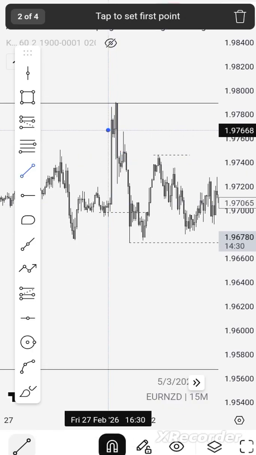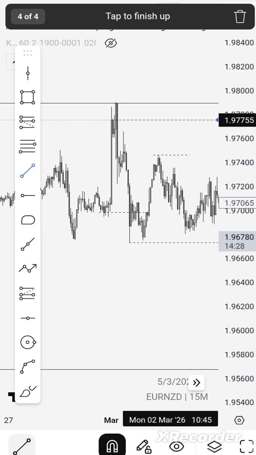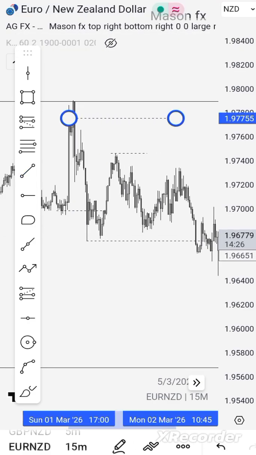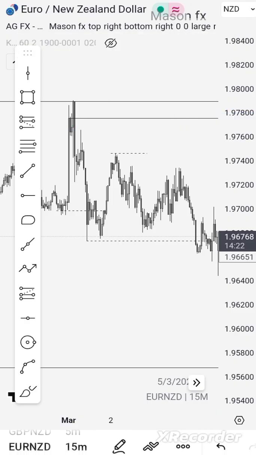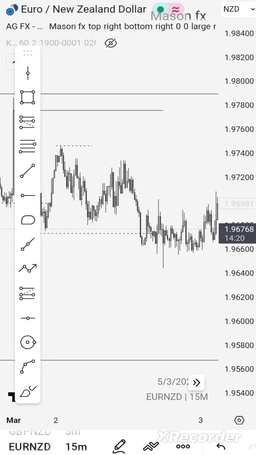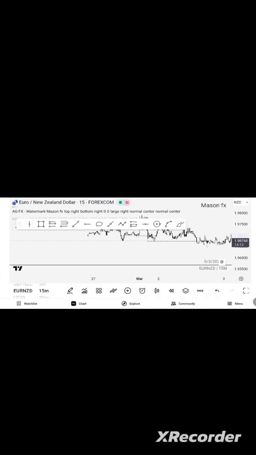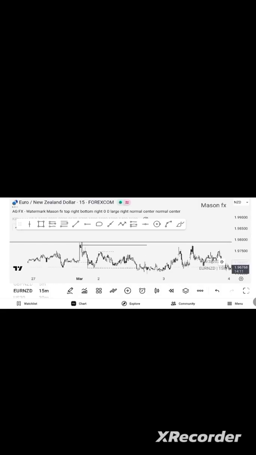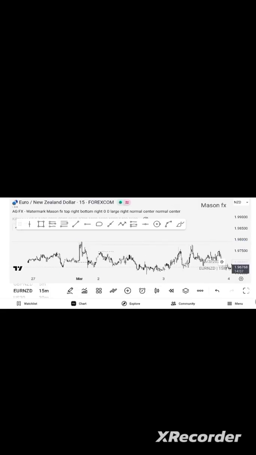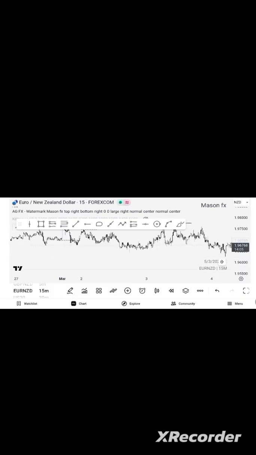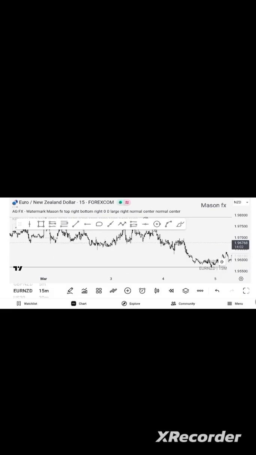Now look at this screen. So marking this claim now, you discover that this claim will be in alignment with that level. Now, can you see it? In fact, it sniped the entry. Can you see? And then it sold off from there.